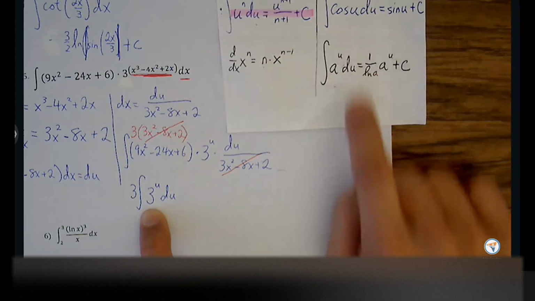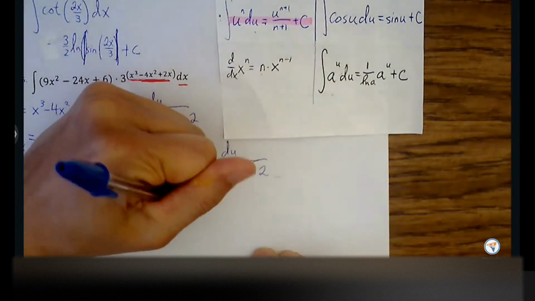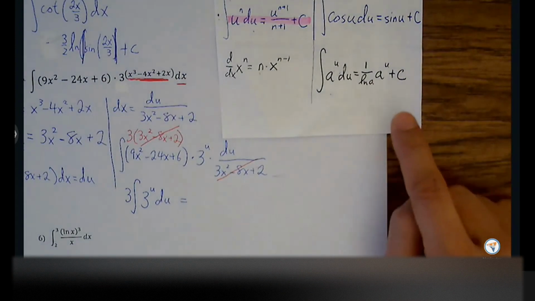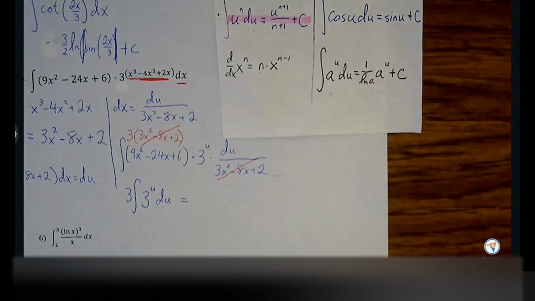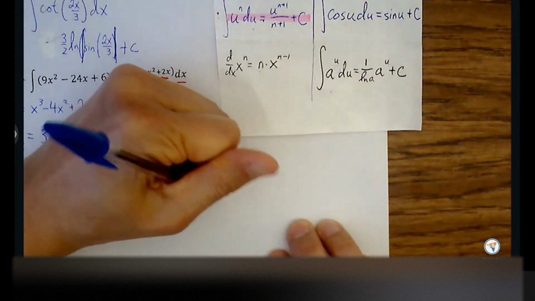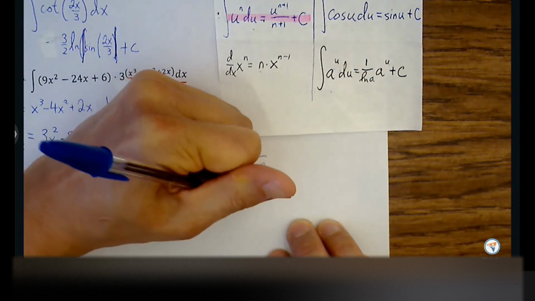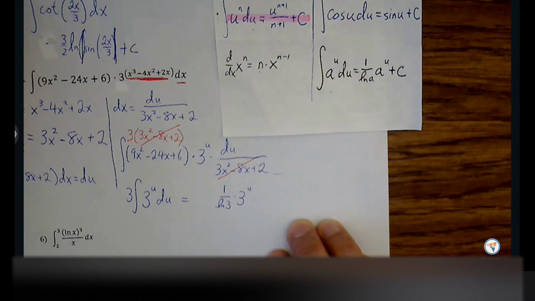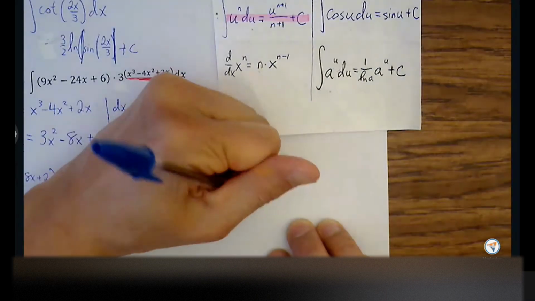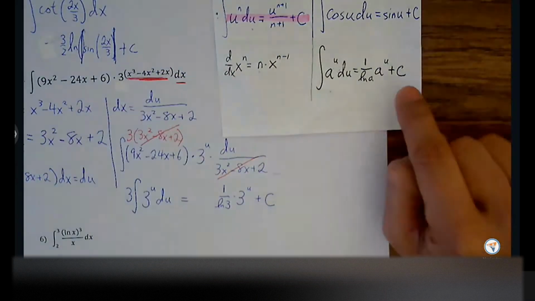Yes. Okay, so now we can apply the rule, right? So Emily, what do you think, what would this look like if I were to apply this rule here? So it'd be 1 over ln 3 to the u. Would it be plus 3 or just plus c? C? Yeah, plus C. Okay.